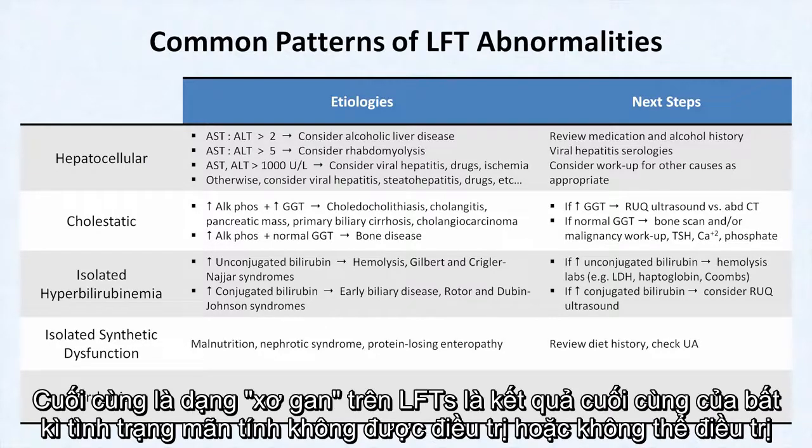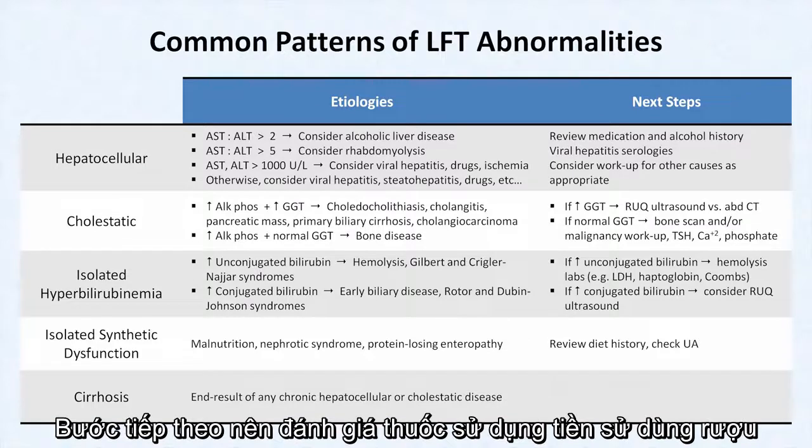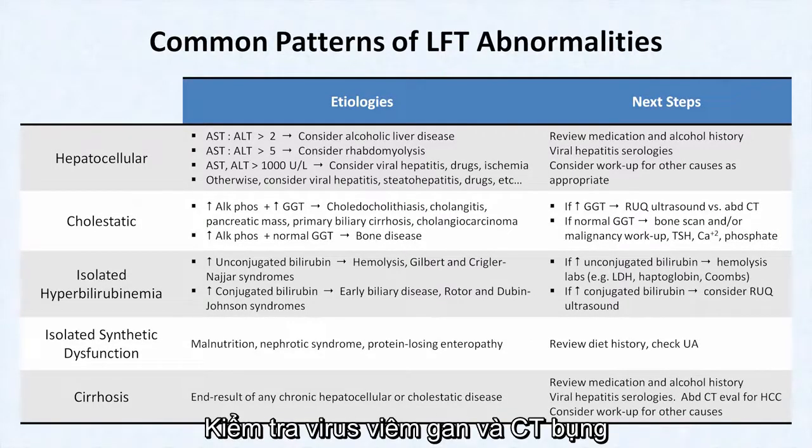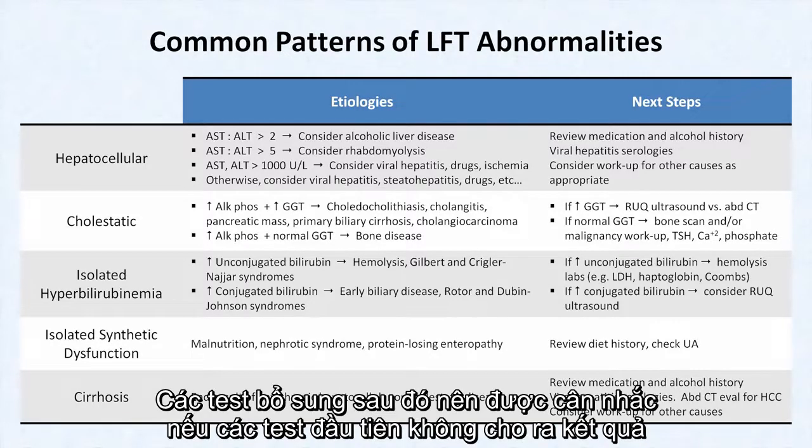Finally, the cirrhotic LFT pattern is the end result of any chronic, untreated, or untreatable hepatocellular or cholestatic disease. For this, the next step would be a medication and alcohol history review, viral hepatitis serologies, and an abdominal CT, looking for both the cause of cirrhosis and to begin screening the patient for hepatocellular carcinoma. Additional workup beyond that should be considered if the first round of tests are unrevealing.